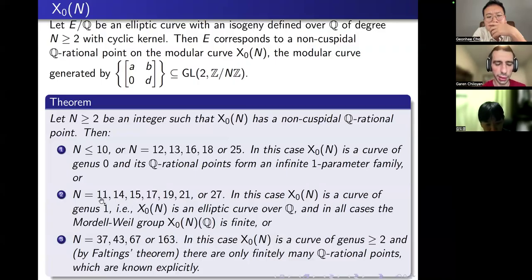On the other hand, things get a little bit more interesting when n is any one of these integers. In that case, X_0(n) is actually an elliptic curve. But the rank of the elliptic curve, that lowercase r I talked about earlier, is 0. It's an elliptic curve with finitely many rational points. On the other hand, if n is one of these 4 numbers, then X_0(n) is a curve of genus greater than or equal to 2. Again, there are only finitely many rational points in this case, but it's no longer an elliptic curve.